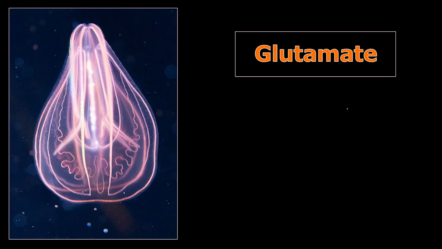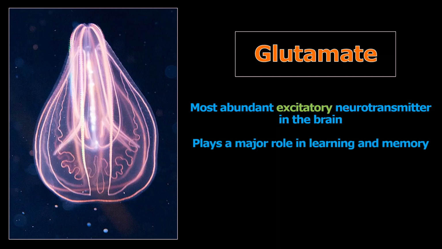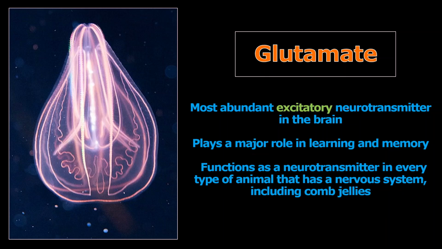Glutamate is very common in the diet, and it is by far the most abundant excitatory neurotransmitter in the brain. That is, it has excitatory action and it likes to turn on other neurons. It plays a huge role in learning and memory. It functions as a neurotransmitter in almost every type of animal except very, very few, including very simple animals like the comb jelly you see next door, which use glutamate as a neurotransmitter. It's also been linked to problems like amyotrophic lateral sclerosis, phenylketonuria, Alzheimer's disease, and some other problems.